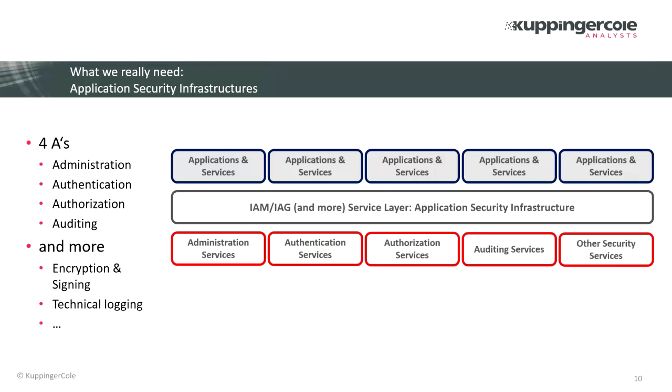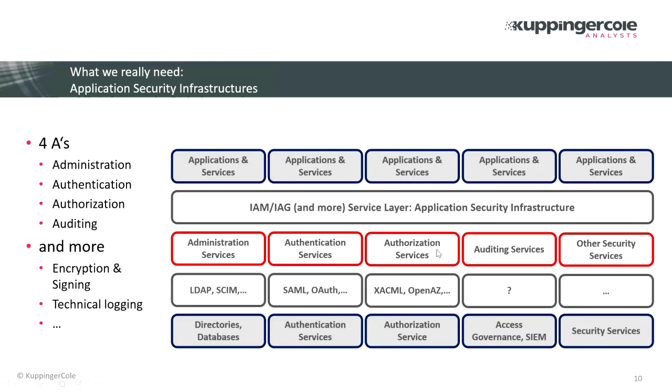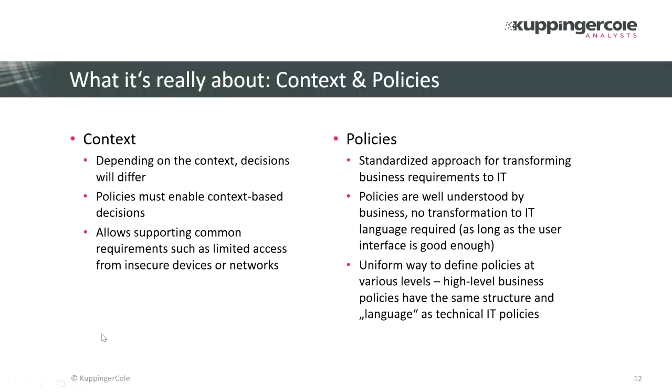And this is the application security infrastructure with services for administration, where standards like LDAP are in, authentication, SAML, OAuth, and authorization services. For auditing, we have a little bit of a lack of a standard. Other security services I've left aside a little. And in the authorization area, for instance, XACML and OpenAz are standards. So we can construct an authorization service which provides this. And the advantage is that we have a standard service for a lot of applications. This is the ideal world where we don't code security into applications, but just rely on a standard set of services. Still, for many organizations, a long way to go, but something we should look at.